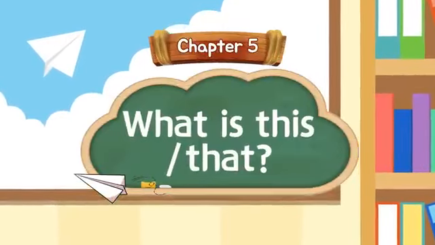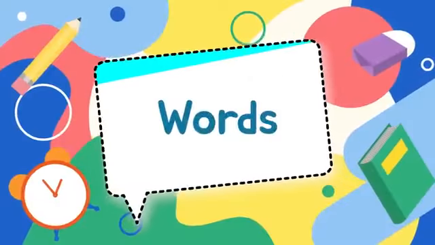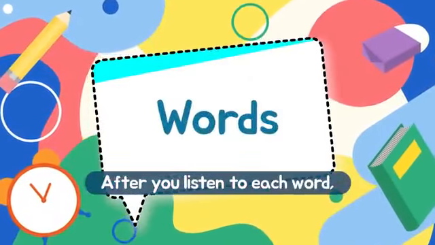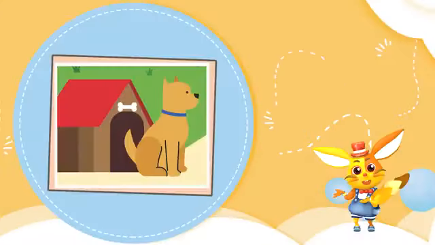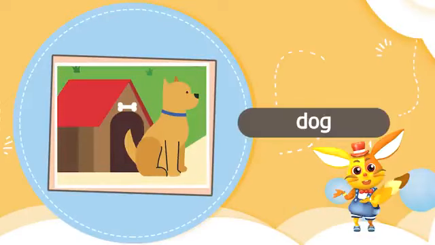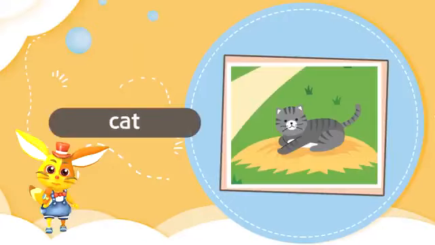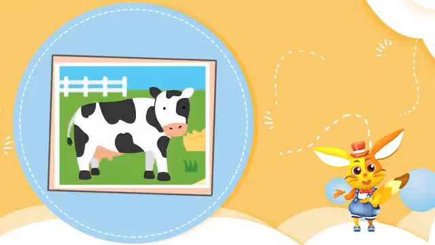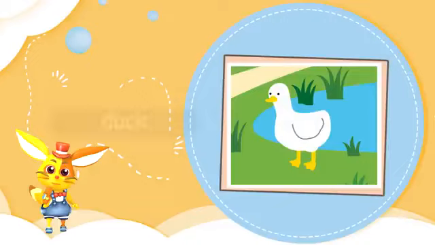What is this? What is that? Words. After you listen to each word, say the word. Dog, cat, cow, duck.